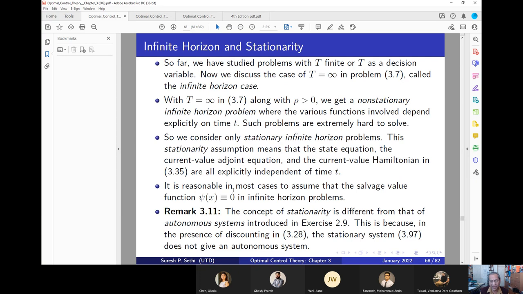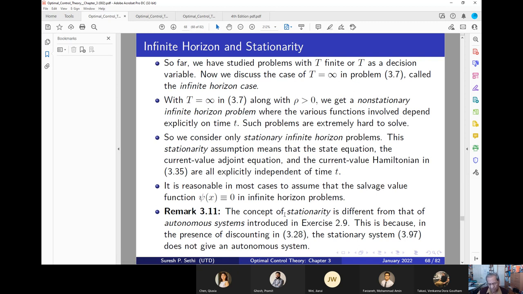If it's not zero, it is because of some quirkiness of the problem, which we will talk a little bit about later, but most of it is not going to be our concern. But it's good to know what the issues are relating to the salvage value at infinity.